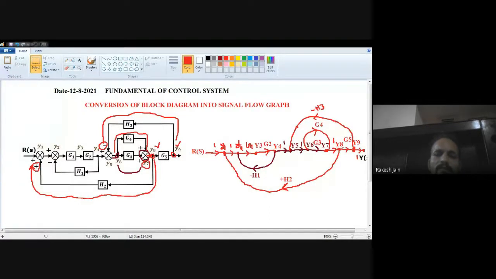Now we try to find out the answer from both the methods. First we try to find out the answer of this question with the help of the block diagram reduction technique. Then with the help of Mason's gain formula you can try, but I will sort out certain things.